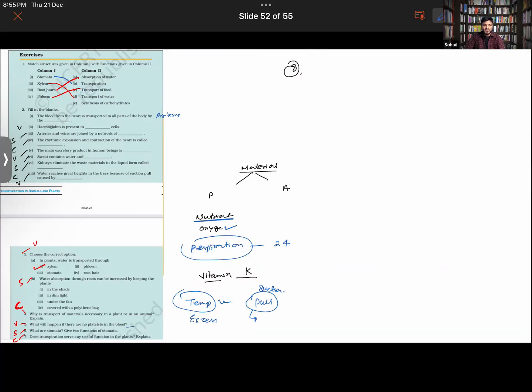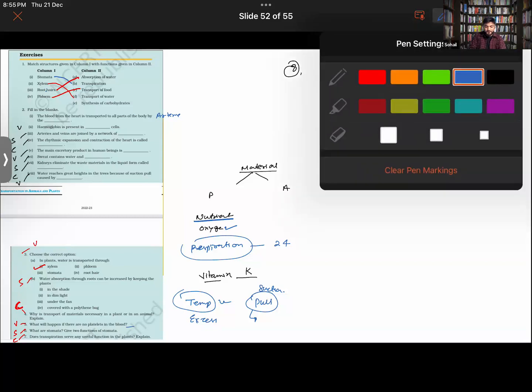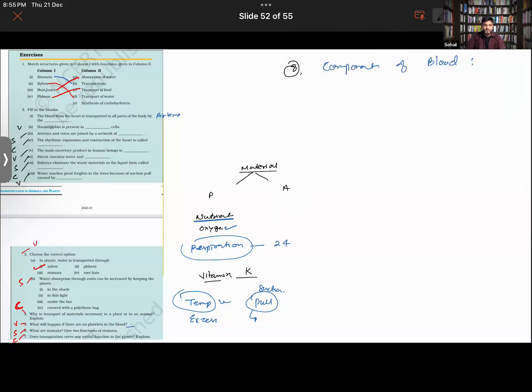Anyone can answer it. Sir, function. Red blood cells, sir, it helps in the elimination of waste products. The question was basically, what are the components of blood? Like, what does it consist of? That is the question. Okay.